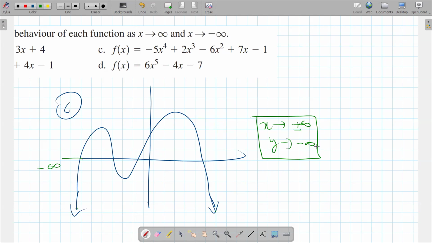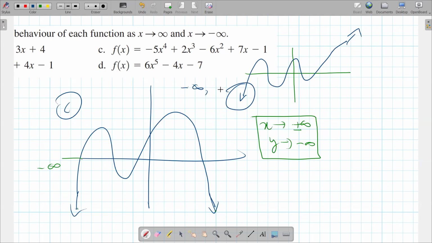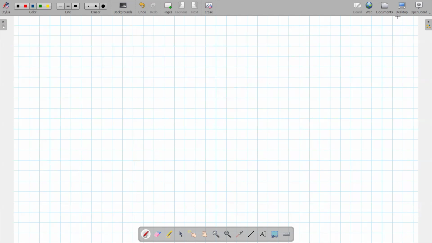Finally, for D, it's a quintic function. Now it's a positive degree 5 function. It's the same thing as degree 3, sorry. Starts here, ends there, or looks something like this. So over here, as x goes to negative infinity, y goes to negative infinity. Over here, as x goes to positive infinity, y also goes to positive infinity. Cool? That's it.